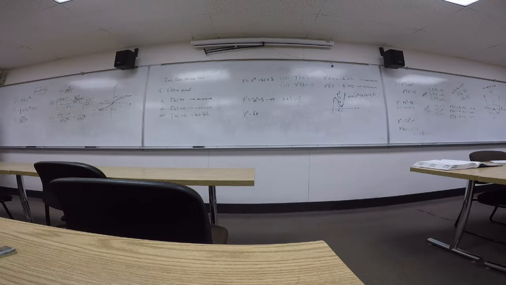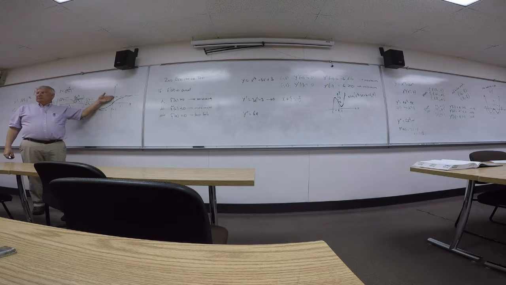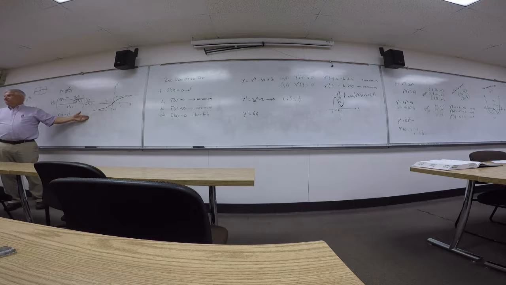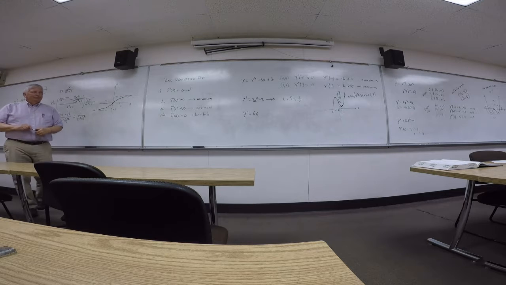So just because it's concave down does not mean it has a maximum point. Positive 1 is the limit, but the function never achieves that value. Negative 1 is the limit, but the function never achieves that value. Okay. Whew.